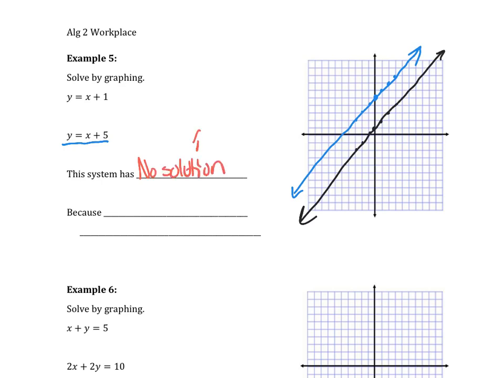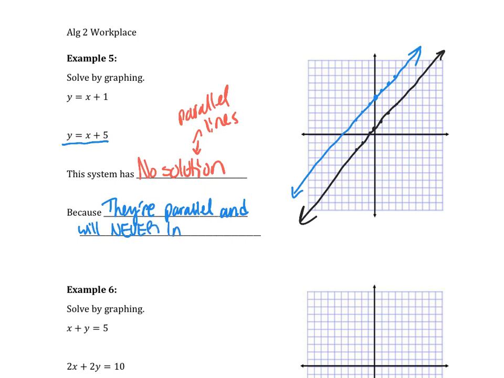So whenever you have parallel lines, that means you have no solution, and that's because they're parallel and will never intersect. And so looking at the equations, that's when we have the same slope, so they both had that slope of 1, but they had different y-intercepts. Right, one had a y-intercept of 1, one had a y-intercept of 5.